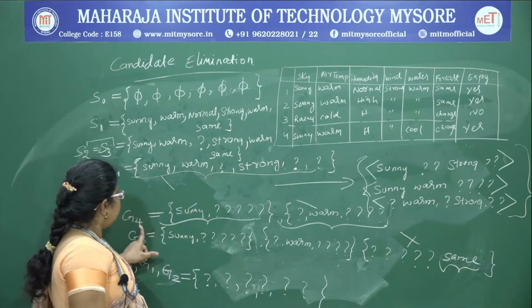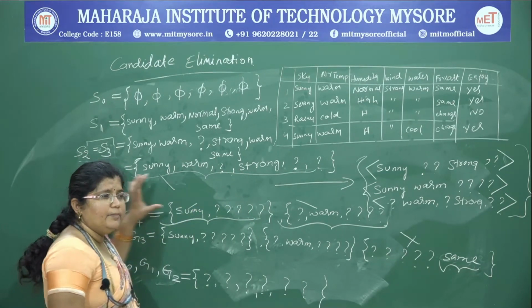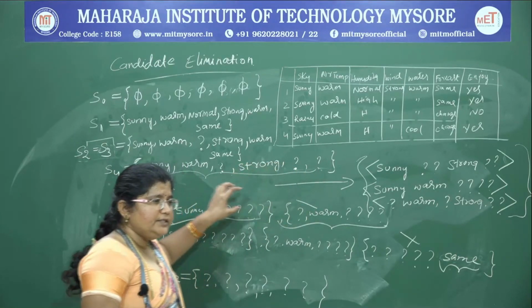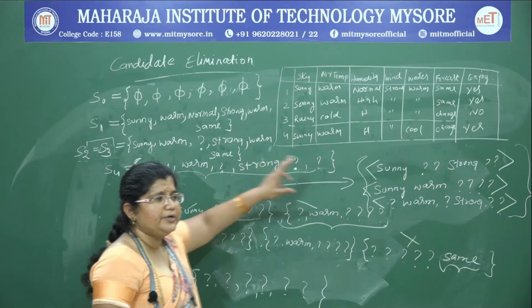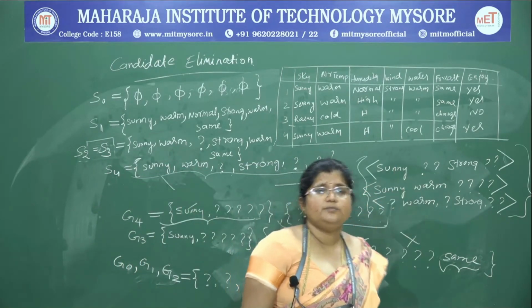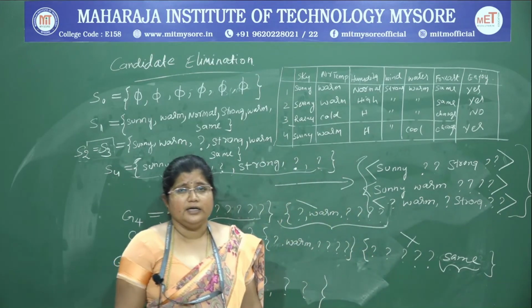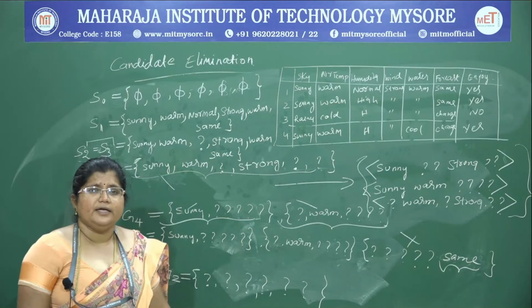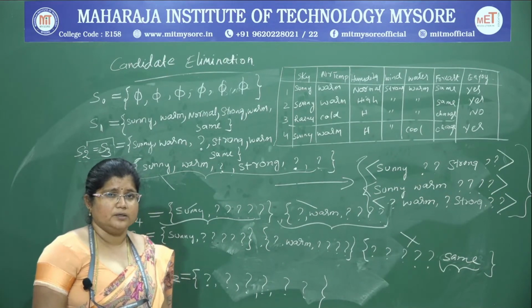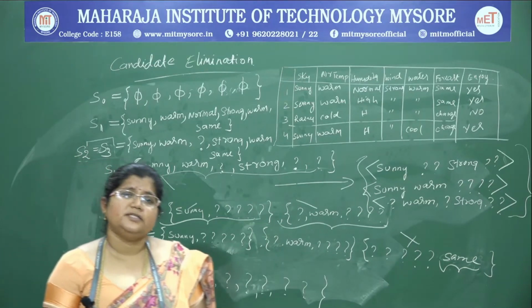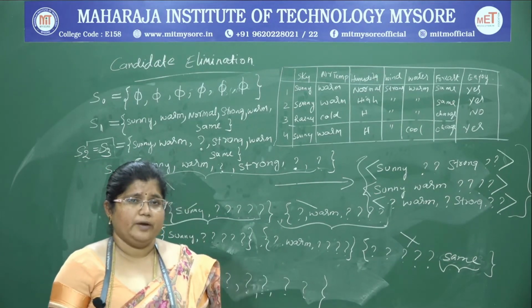Here the G4 and S4 are acting like a boundary. Inside that boundary we try to get these hypotheses and create a hypothesis which can address positive and negative training examples. That is how the candidate elimination is going to work. The same thing is going to be implemented in your second lab cycle program.